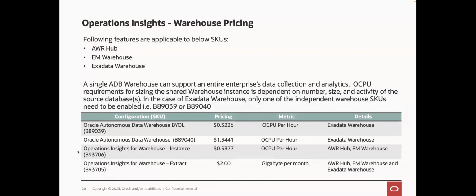The next one is the warehouse pricing. We didn't cover much on this, but as we talked about in the solution areas early on, we have warehouses as part of Operations Insights Service. We have three warehouses: AWR Hub, EM Warehouse, and Exadata Warehouse. In order to deploy and enable the warehouses as part of Operations Insights Service, we have to utilize some of these SKUs, and there is different pricing on the SKUs, and those have to be enabled and used in order to use these warehouses.